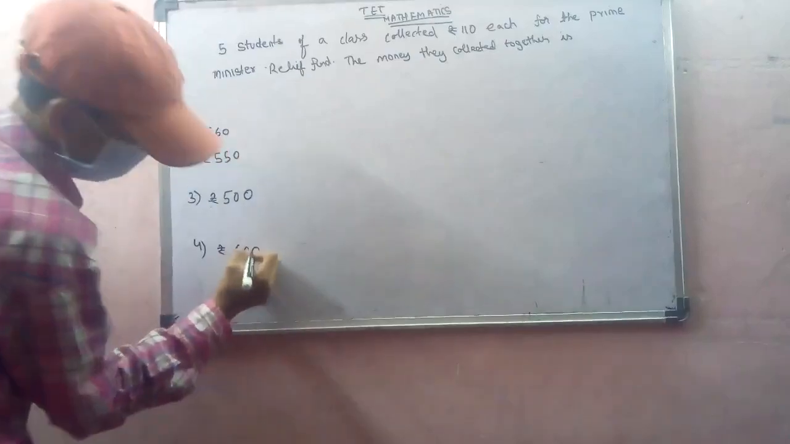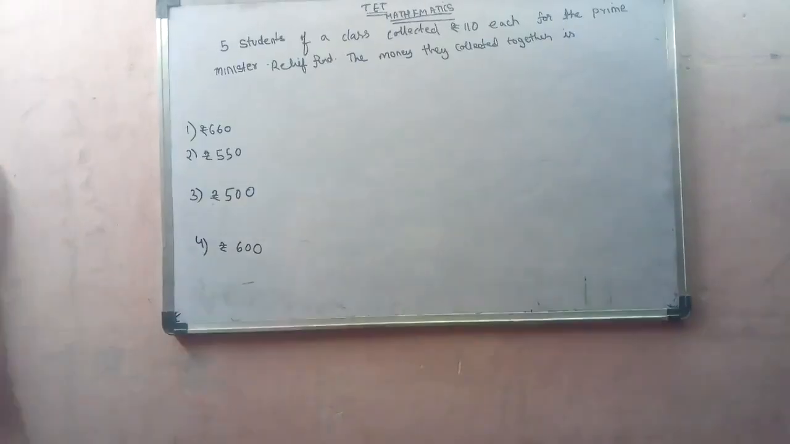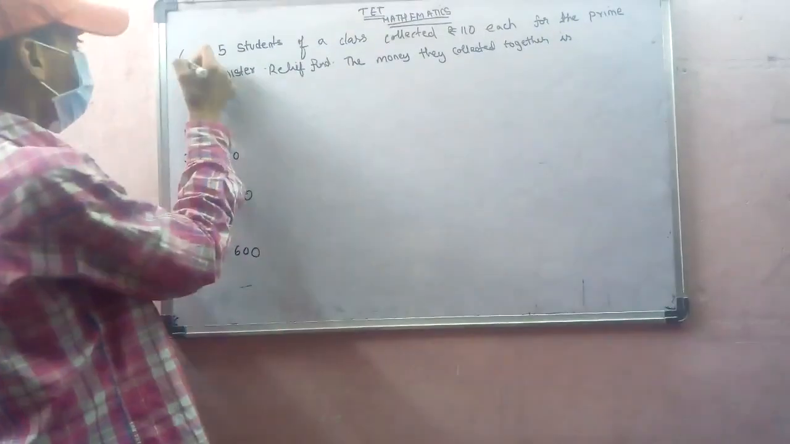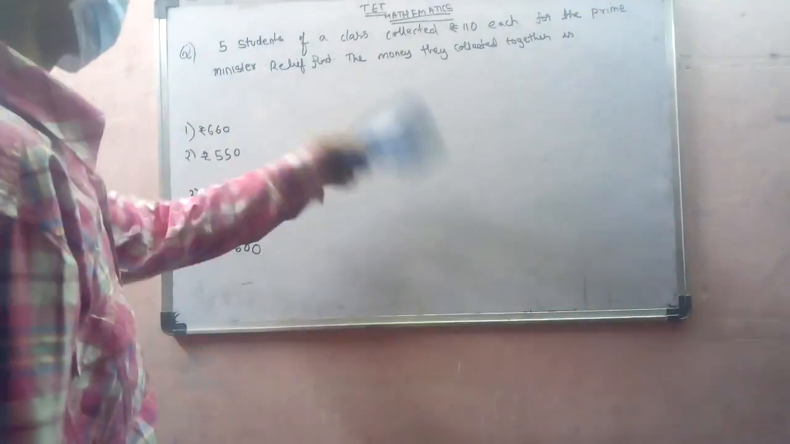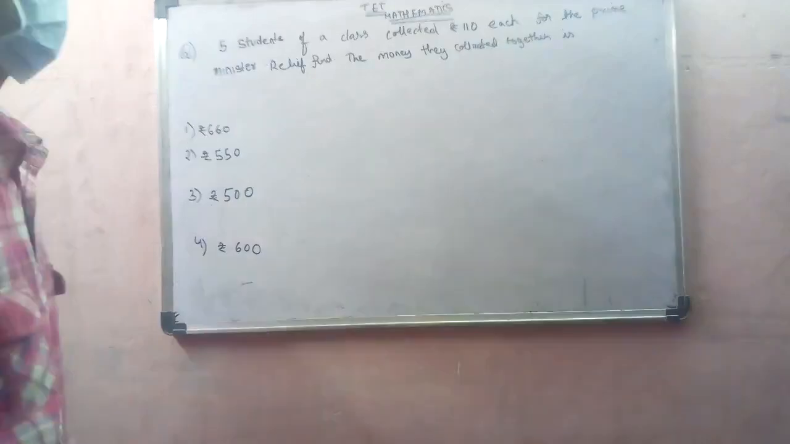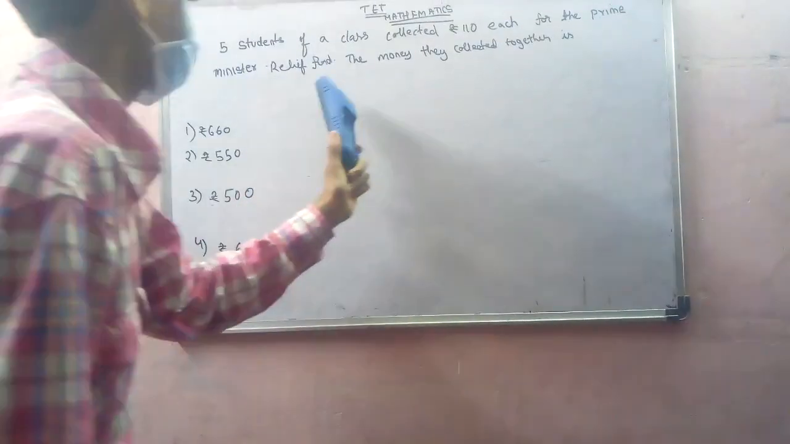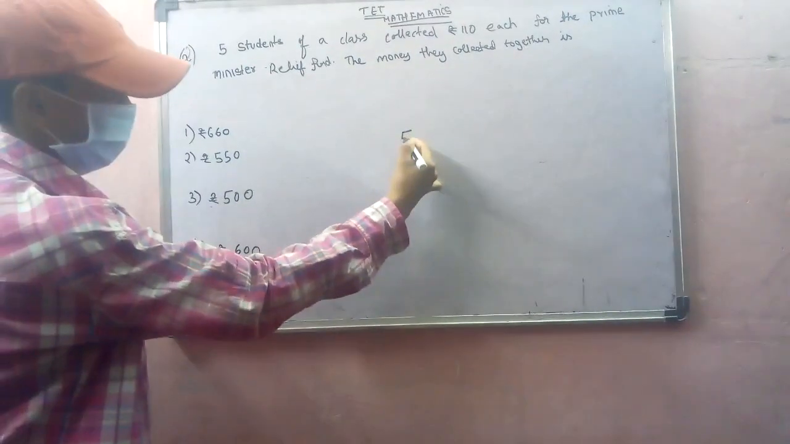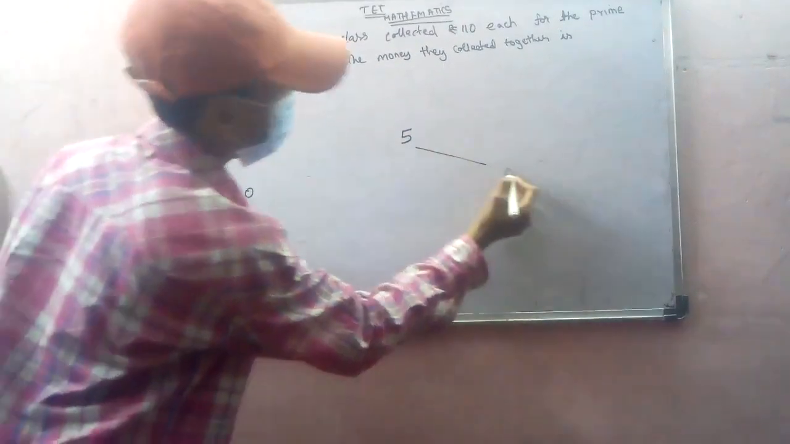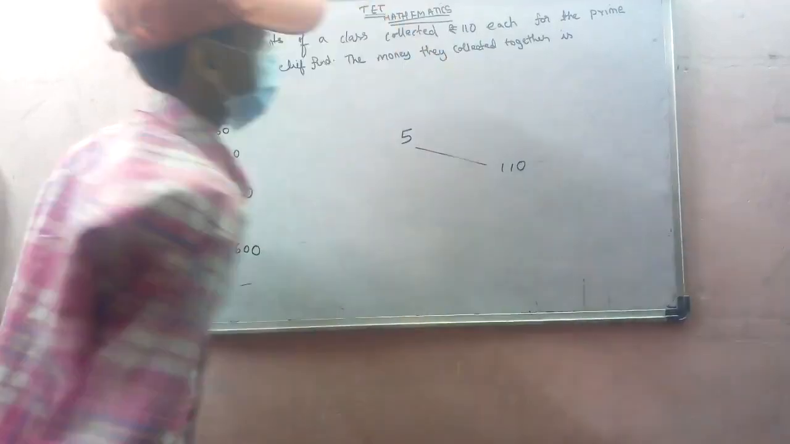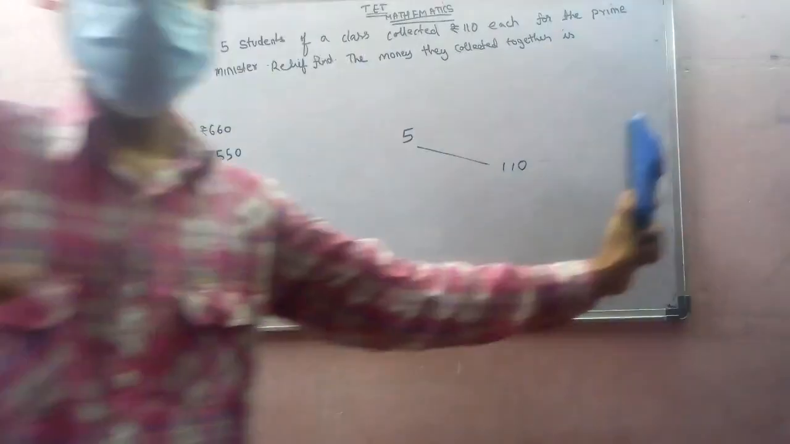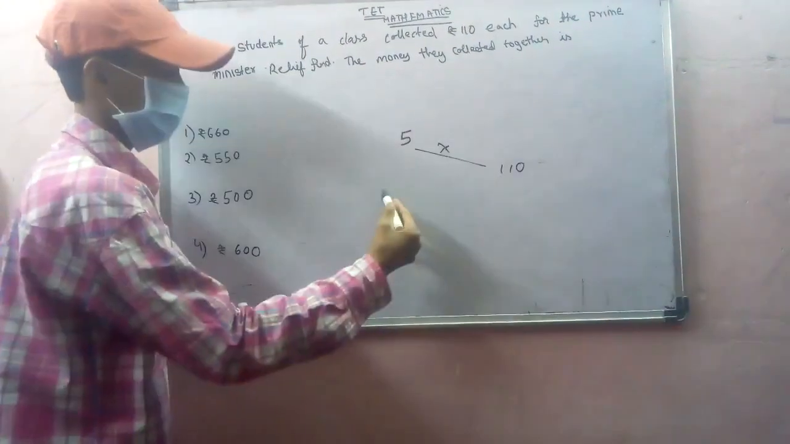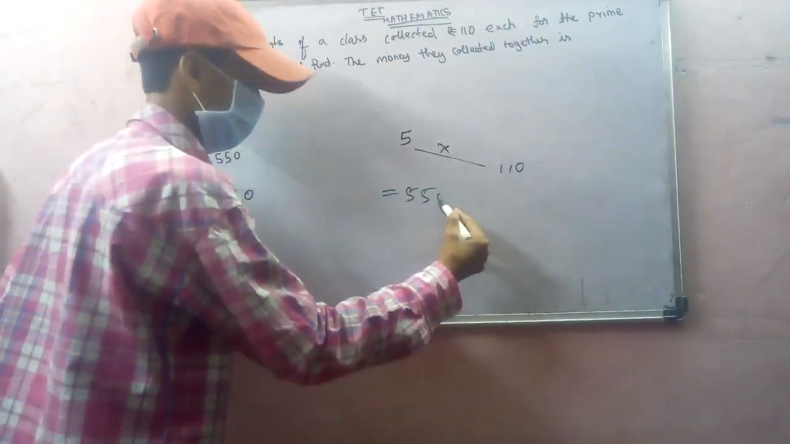Tell me this answer. I am giving some time. Okay, now see here. 5 students of a class collected rupees 110 for the Prime Minister Relief Fund. The money they collected together is... So 5 students collected how many rupees? 110 rupees. Together they are asking. Together means just multiply this 110 into 5. You will get 550. That's 550 rupees is the correct answer.